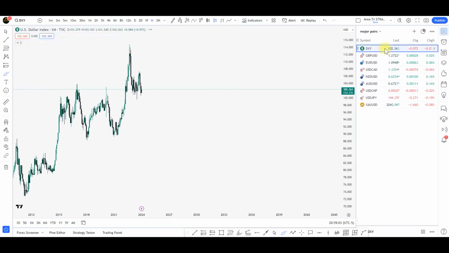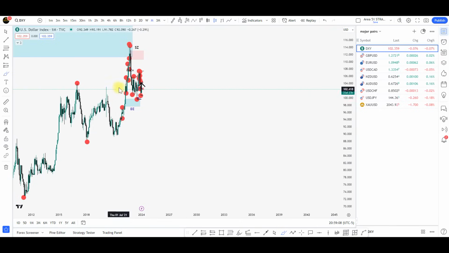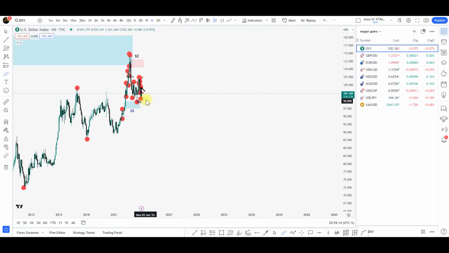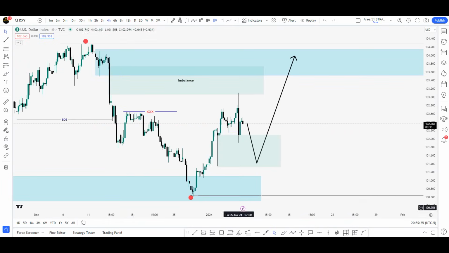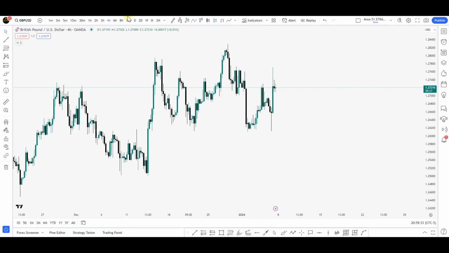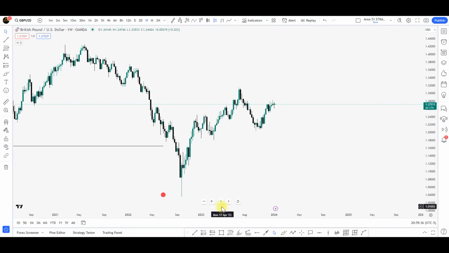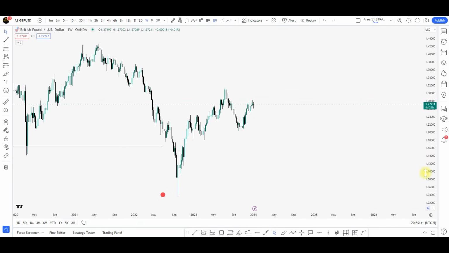Remember when we looked into DXY, it was kind of bullish, because price reversed from an area of supply zone, and we have a pullback right now, but we're expecting a continuation. Remember, we checked that already. We're expecting a continuation on the DXY. So this means we're going to be expecting a sell on Pound USD.